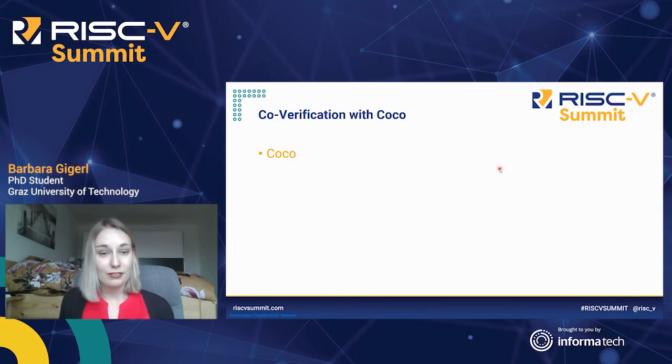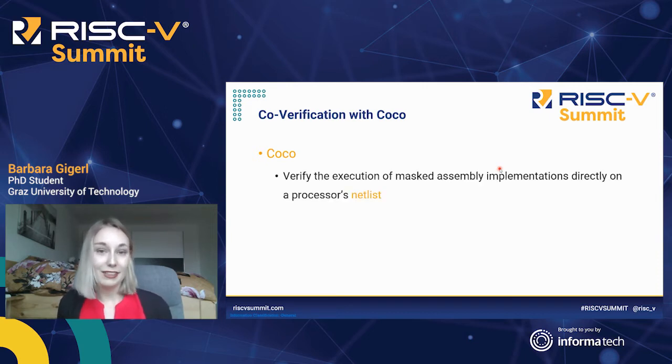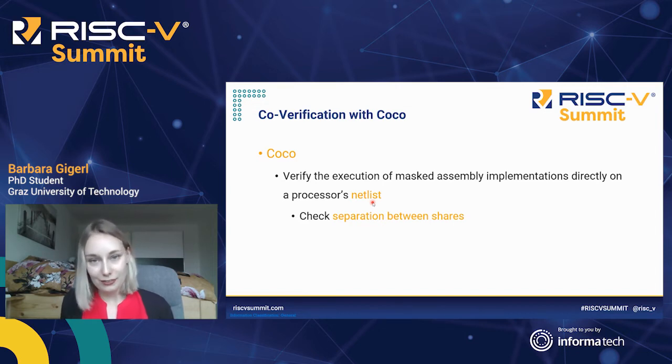With our approach, which is called Coco, we provide a method to do so. So Coco verifies that the execution of a masked assembly implementation is secure on a certain processor. As you can see here, we chose to work with the processor's netlist because we wanted to eliminate effects which are introduced by the synthesis and optimization process. And we want to work with the netlist which is as close as possible to the final ASIC tape-out. And verification basically involves checking that at no point in the netlist 2 or more shares are combined.